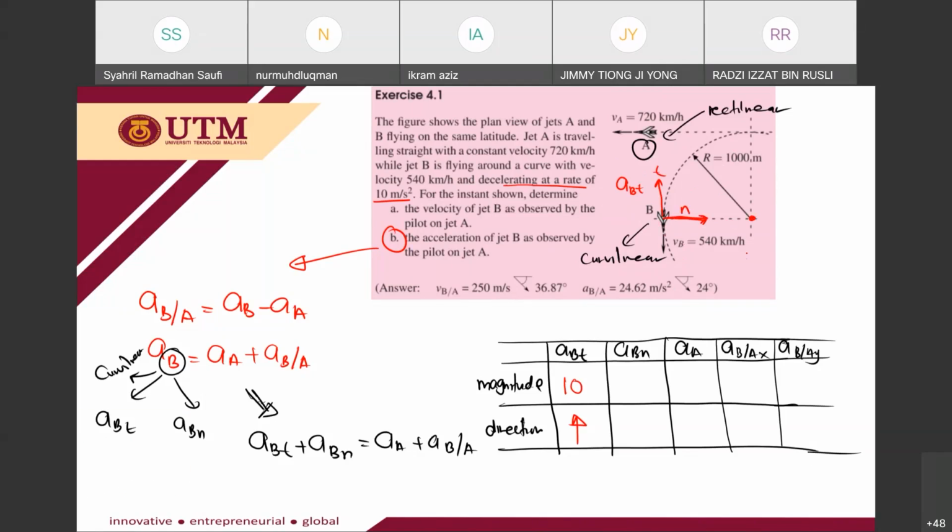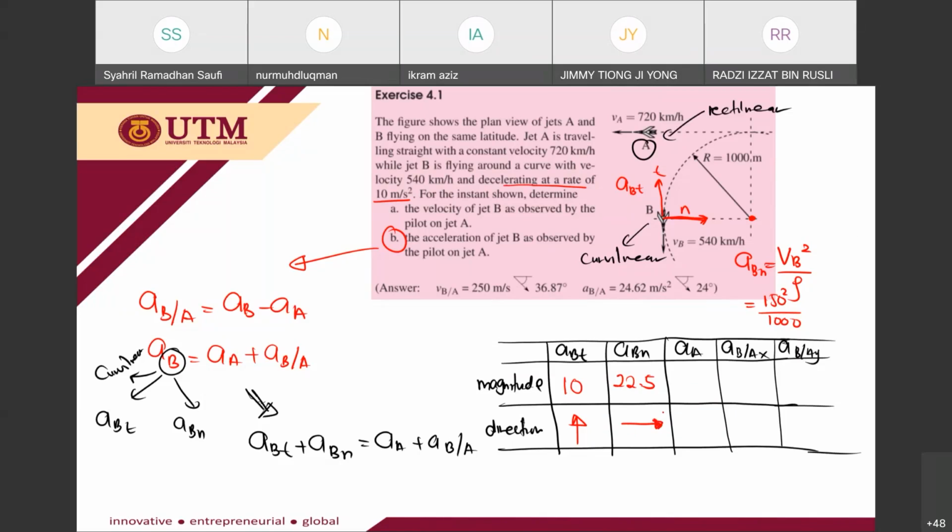So your acceleration of B normal is equal to vB squared over rho. So your vB is 150, squared over rho 1000. So you need to calculate what 150 squared over 1000 would be. Here is 22.5, and then the direction is to the right.